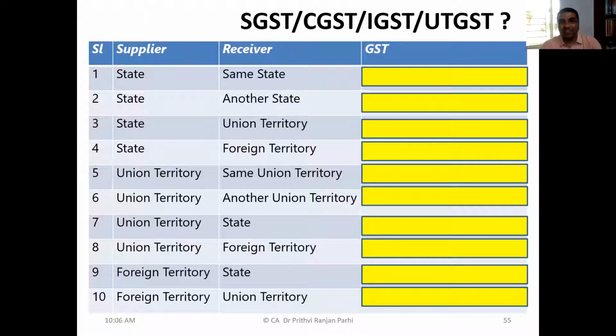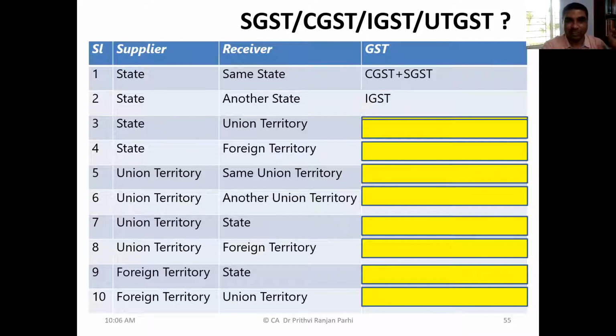Now again, we'll see it in a different way. You see, this is a table. The second column talks about the supplier and the third column is about the receiver. You have to tell me which GST will be levied. First case: supplier is a state, receiver is the same state. CGST plus SGST. Second: supplier is a state, receiver is another state.